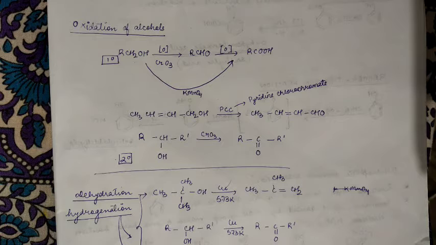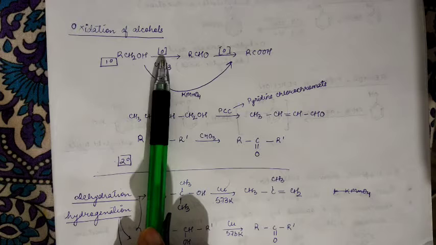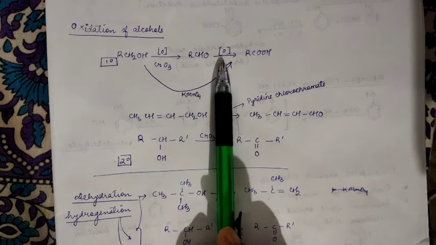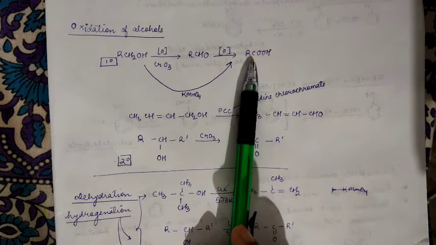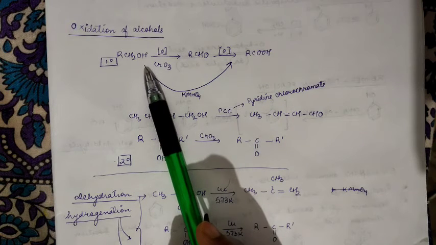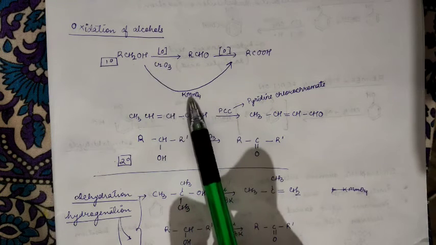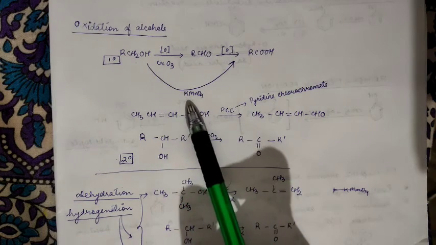Basically what happens here, when alcohols are oxidized, first it will give aldehyde, and on further oxidation it will give the carboxylic acid, right? So you can see here, this is the alcohol, and when it is oxidized in presence of chromium trioxide, it gives aldehyde, and then again it undergoes oxidation to give the carboxylic acid. But there is also another way that you can directly yield the carboxylic acid from alcohol by using KMnO4.